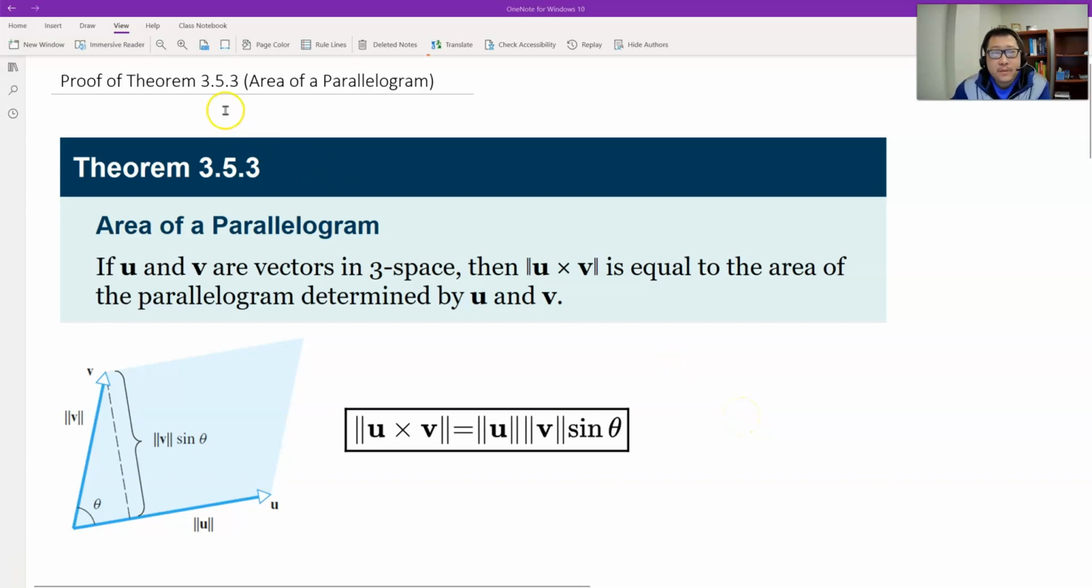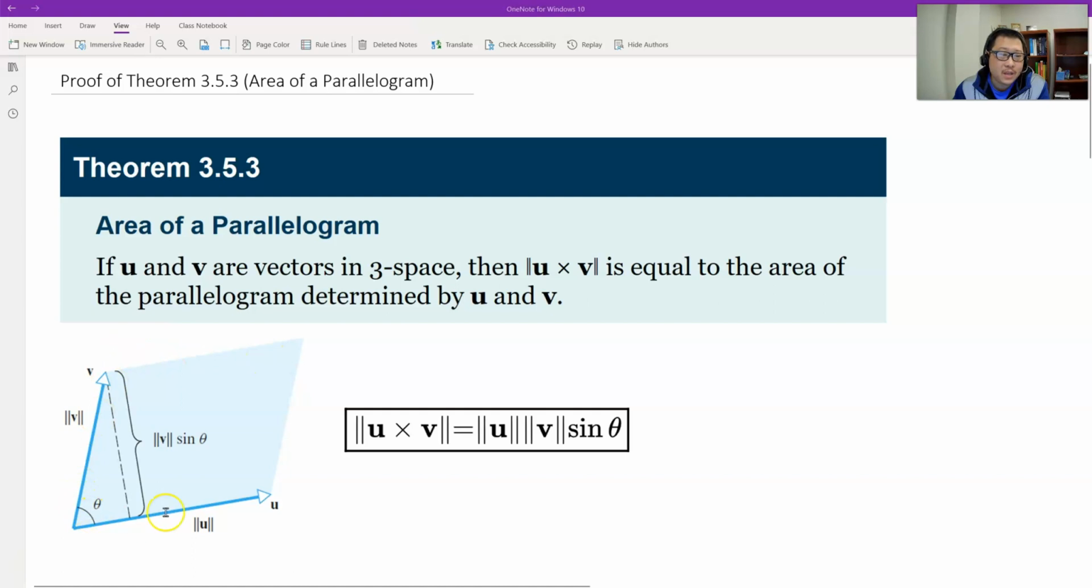In this video, let's prove Theorem 3.5.3. We recall the area of a parallelogram. The theorem states that the area of a parallelogram in three-space is just equal to the norm of the cross product of the two sides. Which is so good, right?